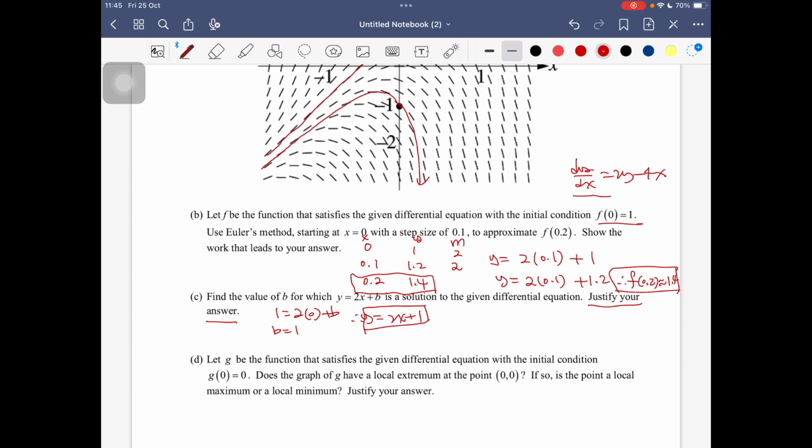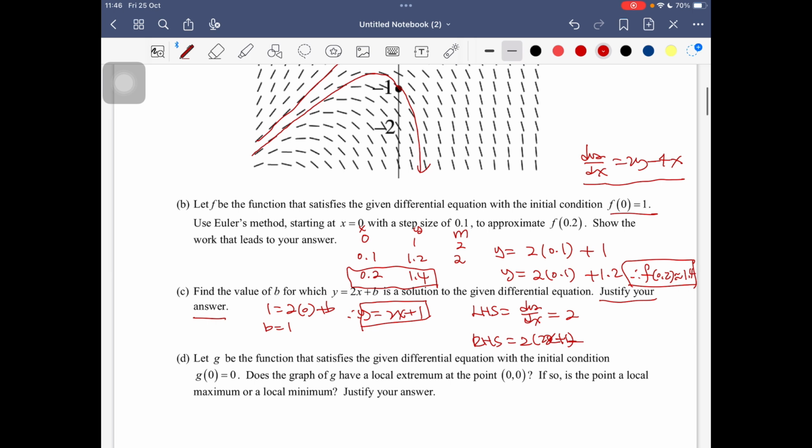This kind of thing is just to see whether this solution makes the equation true or not. So we can check this solution in the equation. The left-hand side, meaning left of the equal sign, is dy/dx. At this moment we have y = 2x + 1, so this is 2. The right-hand side is 2y minus 4x, which becomes 2. So this makes it true. Therefore, y = 2x + 1 is the solution for the given differential equation.